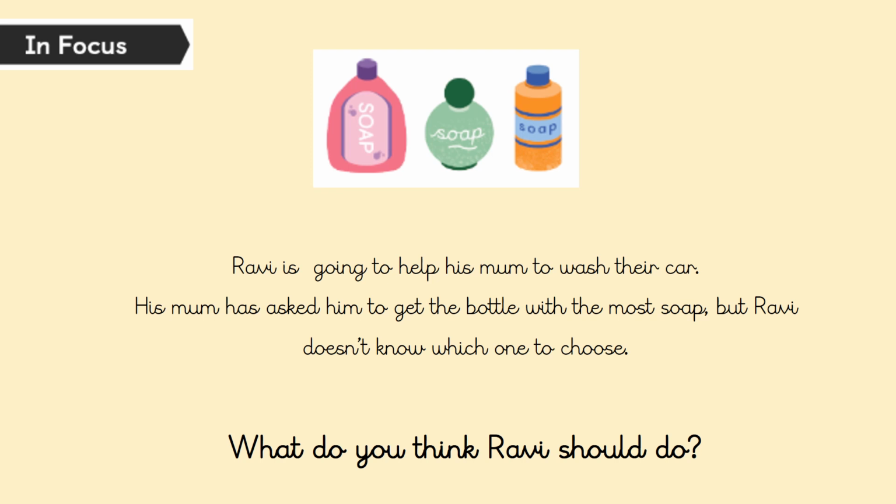Now today the problem we're going to start off with involves 3 bottles of soap. Ravi is going to help his mum to wash their car, and his mum asked him to get the bottle with the most soap. But Ravi doesn't know which one to choose. He can't see through the bottles, so he doesn't know what volume of soap is actually inside each bottle. So have a talk to your partner. What do you think Ravi should do?